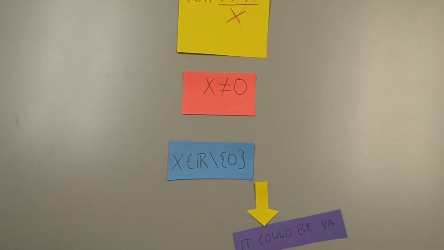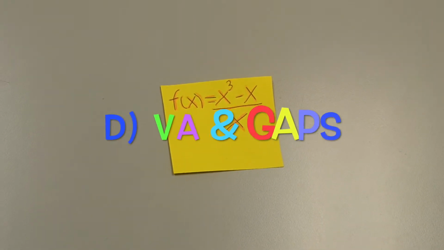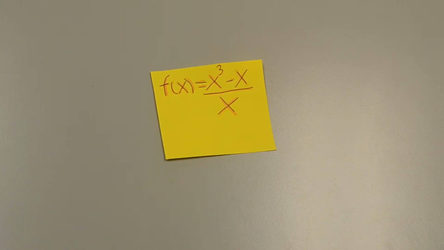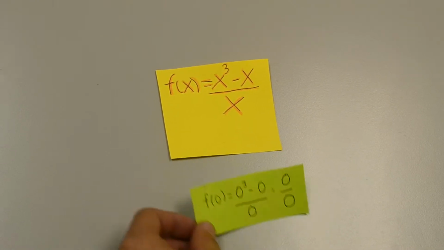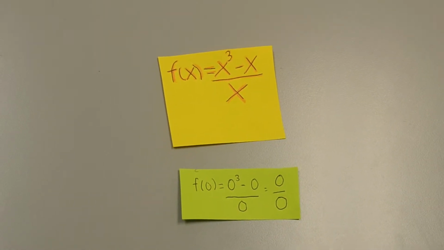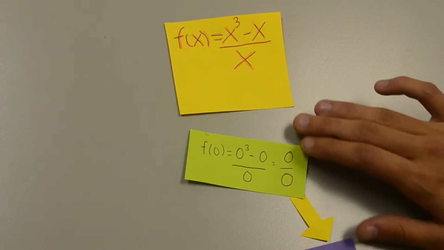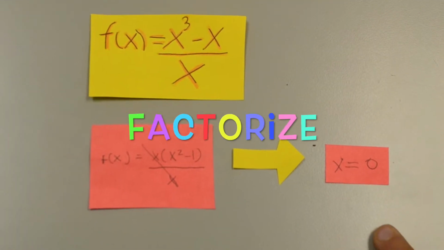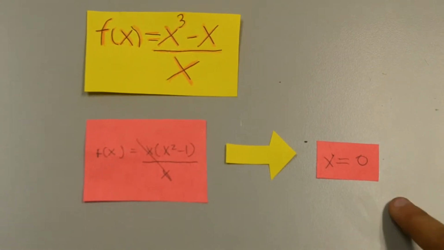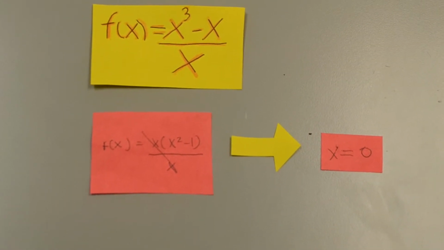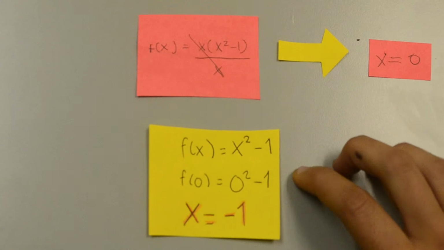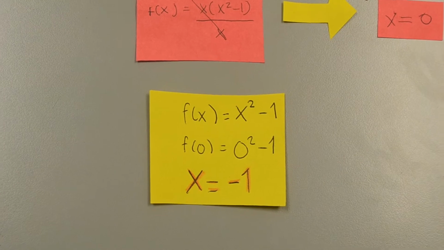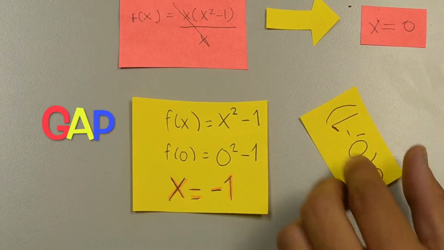be a vertical asymptote. Well, we have our function, and for the vertical asymptotes and gaps, we need to substitute the value. There is 0 in our function, and we substitute and we obtain 0 over 0, that it's a gap. Then we equalize our x to 0, and we have the point, and next we substitute the value in our new function, and we obtain that y is equal to minus 1. So the point of the gap is (0, minus 1).